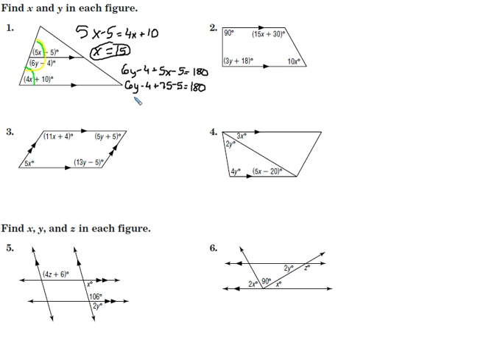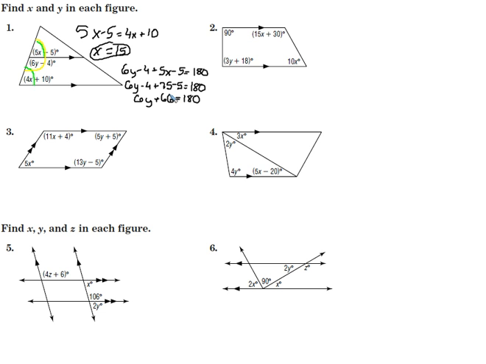Okay, now we just need to solve for y, and first we'll combine like terms. We have a negative 4, a negative 5 to make negative 9. We have a positive 75. If I have 75 minus 9, that's going to give us 66. So now we're down to 6y plus 66 equals 180.